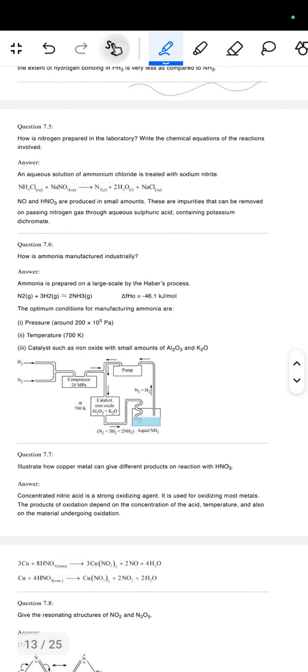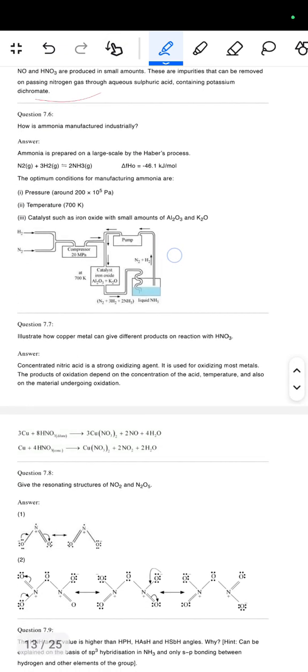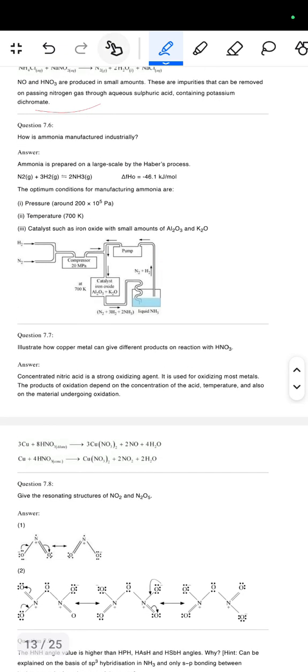Then comes the question: how is nitrogen prepared in the laboratory? Write the chemical equation for the reaction involved. The aqueous solution of ammonium chloride is treated with sodium nitrite: NH4Cl + NaNO2 gives N2 + 2H2O + NaCl. NO and HNO3 are produced in small amounts. These impurities can be removed by passing nitrogen gas through aqueous sulfuric acid containing potassium dichromate.